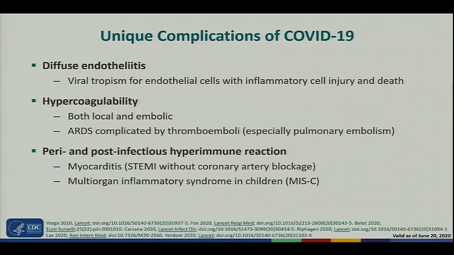So I want to spend a moment talking about these extraordinarily unique and troublesome and worrisome complications of COVID-19. And there are 3. The first is that this infection seems to cause a diffuse endotheliitis, where there's a viral tropism that it infects the endothelial cells that line our arteries and veins and causes inflammatory cell injury and death. And this is seen across many different tissues in autopsy series. Second is this problem with hypercoagulability that's been observed in vessels of all sizes and in veins and venules predominantly, but arteries, arterioles, and capillary beds as well.